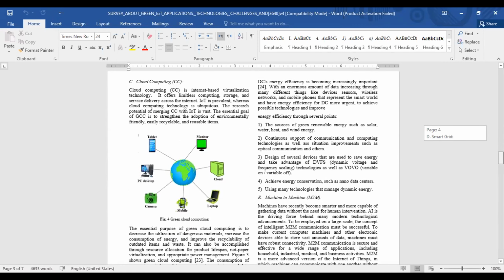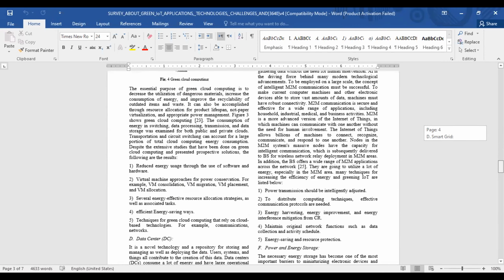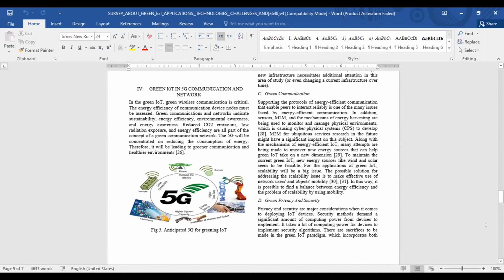Also, cloud computing is a technology of IoT. There are many technologies. I'm going to skip them. Green communication, green privacy and security.